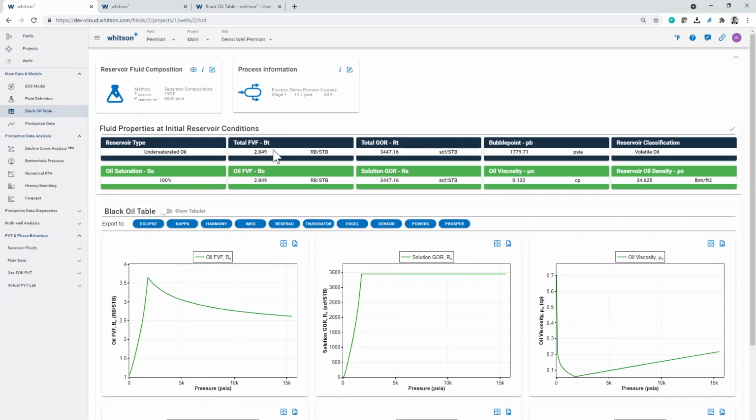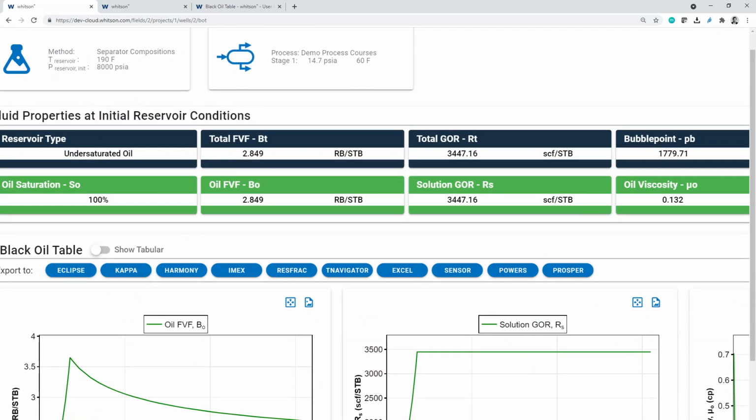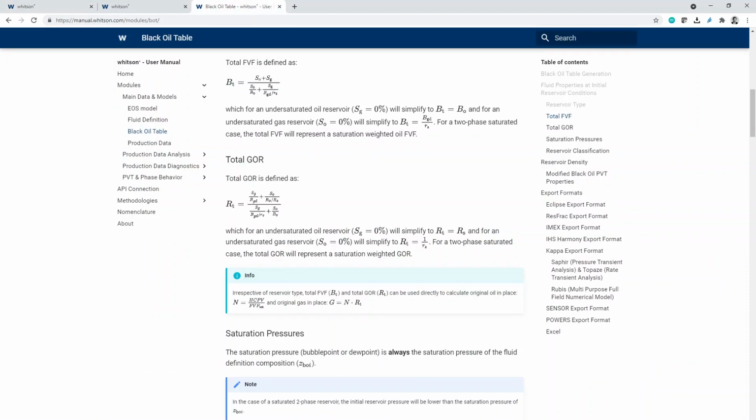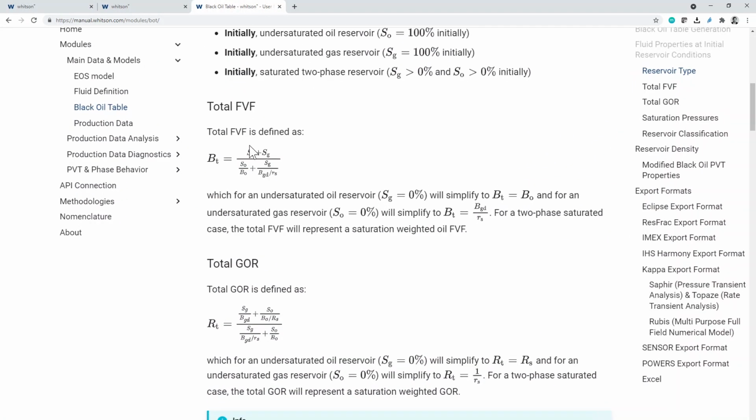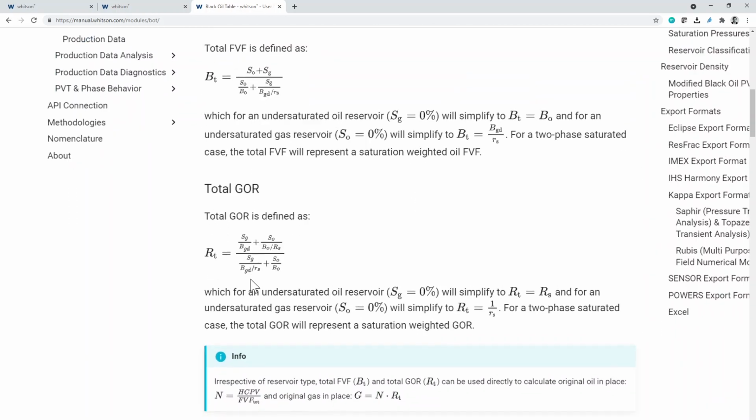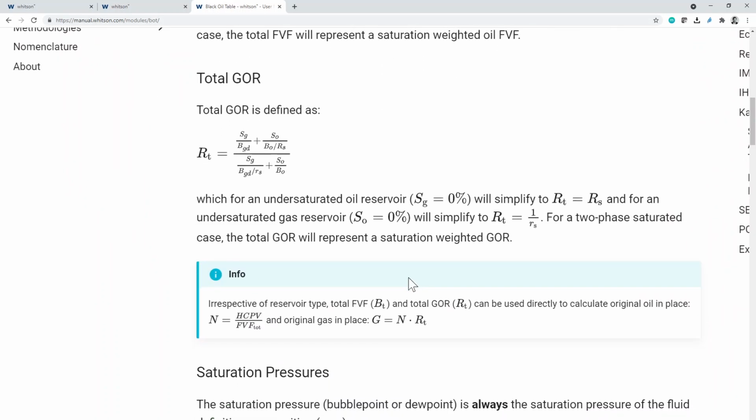So then maybe some of you wonder, why do we actually then also report this total formation volume factor BT? Well, the reason for that is that in an ideal world, we would like to use the exact same super simple formula no matter what type of fluid system we're dealing with. So if we're dealing with a gas condensate, or even a two-phase saturated system. And in the manual in Whitson Plus, you can actually see the definition of the total formation volume factor and the total GOR. And that's just to provide everybody with a very, very simple tool where we can apply the same formula no matter what fluid system we're dealing with. So we are simplifying our lives.